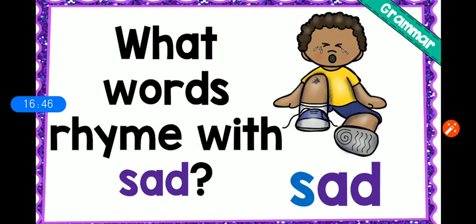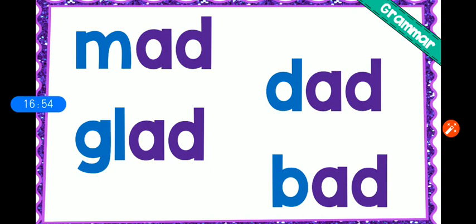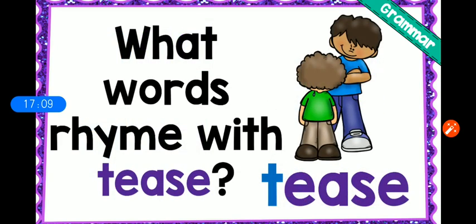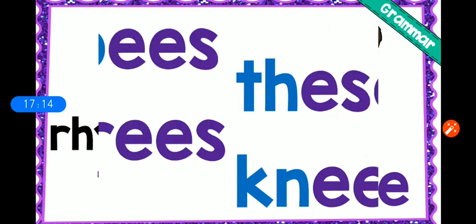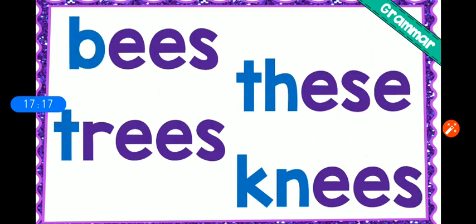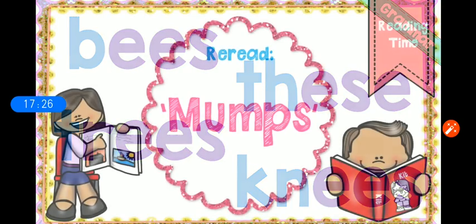What words rhyme with sad? Can you see the boy in the picture? He's sad. He hurt his nail. And he's sad. Now let's see what words rhyme with sad. Mad, glad, dad, bad. All these words rhyme with sad because they end with what? Same sound. Okay? What words rhyme with tease? Tease. Now, let me show you. Bees, trees, D's, knees. These words rhyme with tease because they end with the same sound.